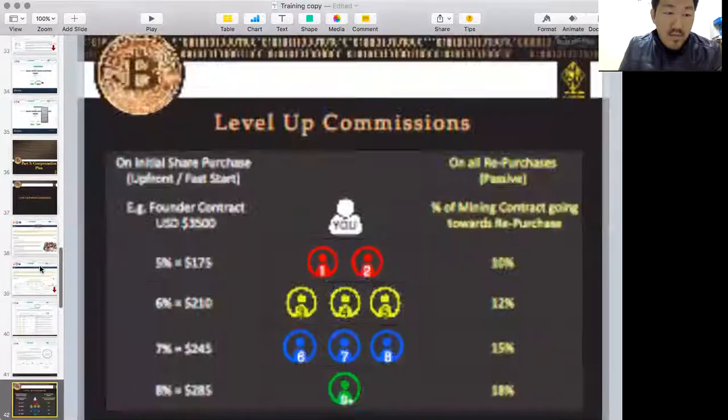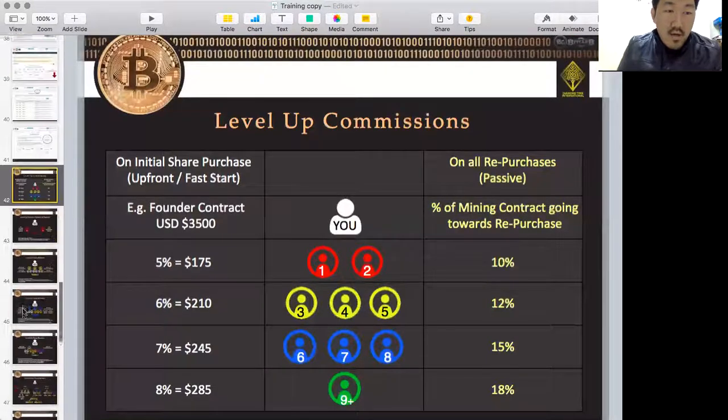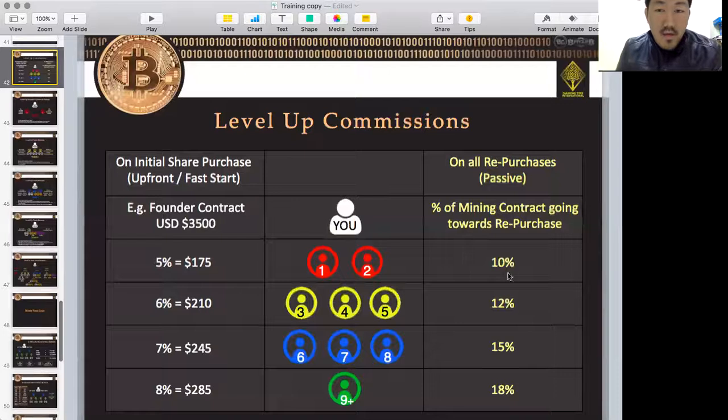I'll skip this first. Okay, so if you're not so sure what's going on in this diagram, I'll go through it one by one with you.